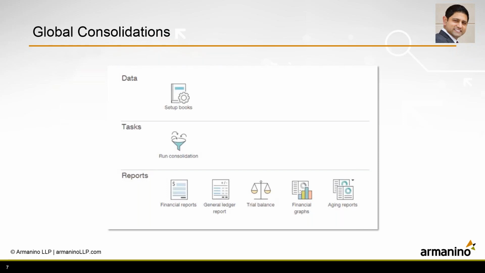This is a snapshot of the overview screen. All the applications have overview screens, and it's going to follow the same structure. What's the data going in, meaning how many books do you have and what's the setup involved with the books? What's the overall task flow, meaning am I going to run consolidations? And then what are the different types of reports that I can look at after I've consolidated? We all know that once we've consolidated, we can run financial reports off of the consolidated books.